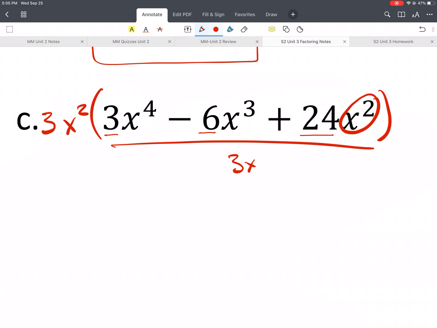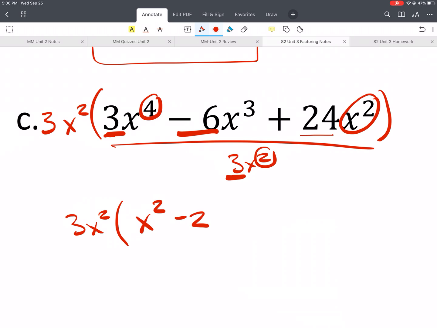So we end up having 3x squared times, well, 3 divided by 3 gives us 1. And 4 minus 2 gives us 2. We have a negative 3 divided by 3 gives us a negative 2. And then 3 minus 2 gives us a 1. So x to the 1, which is just x. And we do 24 divided by 3.